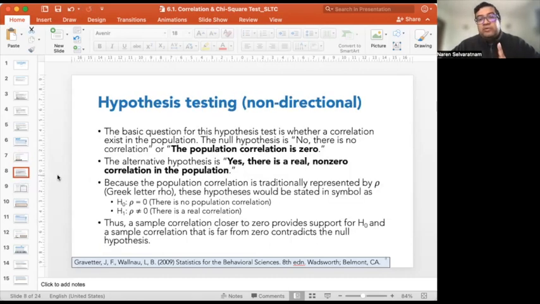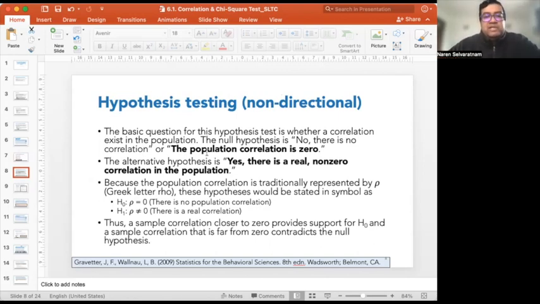So what I'm going to do is I'm going to do hypothesis testing. Now, this is for a non-directional hypothesis test. So non-directional means I'm not saying whether it's going to be a positive or a negative correlation. I'm just saying there's going to be a significant correlation, statistically significant correlation. Okay.